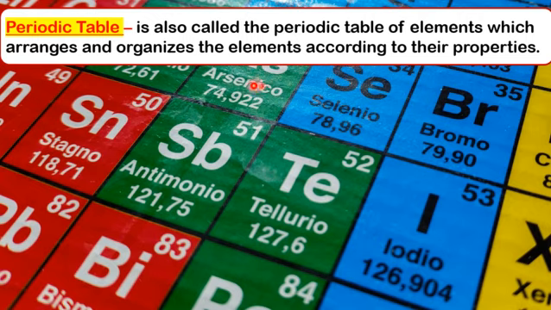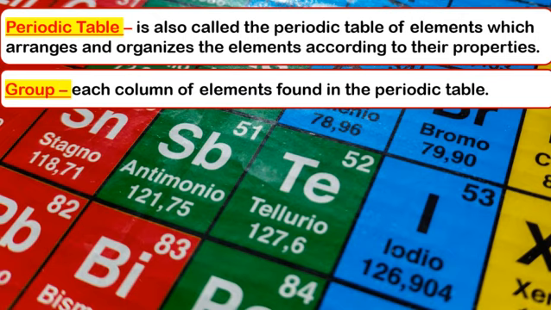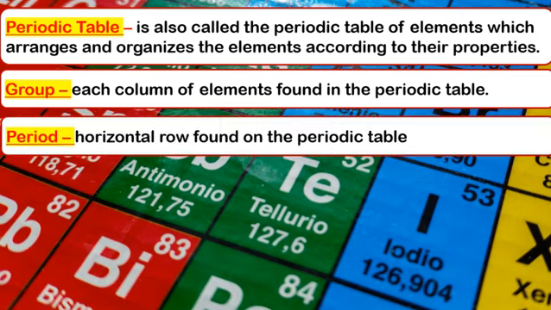So the periodic table, also called the periodic table of elements, arranges and organizes the elements according to their properties. For example, we have hydrogen, helium, lithium, beryllium, boron, carbon, and so on. The group is the column of elements found in the periodic table, while the period is the horizontal row. So the column pertains to the group and the period refers to the row. Later, I will give you some examples of what group and period are all about.